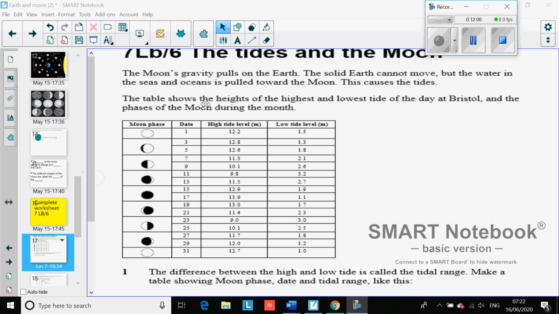The table shows the height of the highest and lowest tide in the Bay of Bristol and phases of the moon during the month. Okay, so for example, on day 1, it would be a full moon. The highest tide is 12.2 meters and the lowest tide is 1.5 meters. Okay, so the difference between the high and low tides is called the tidal range. So make a table showing the moon phase and date and a tidal range like this. So I'm just going to show you on the next page.